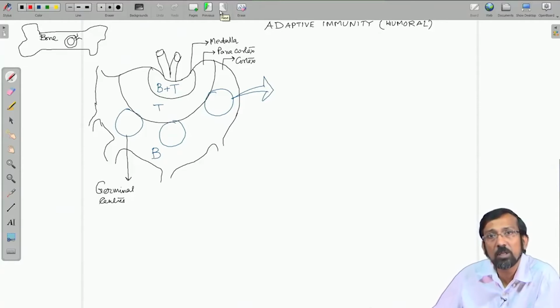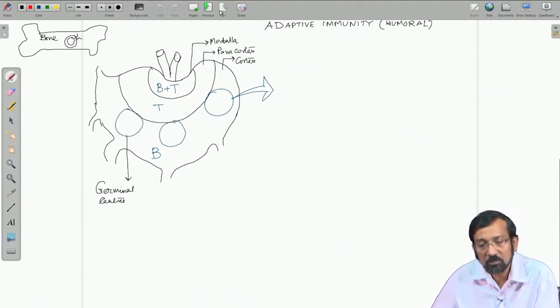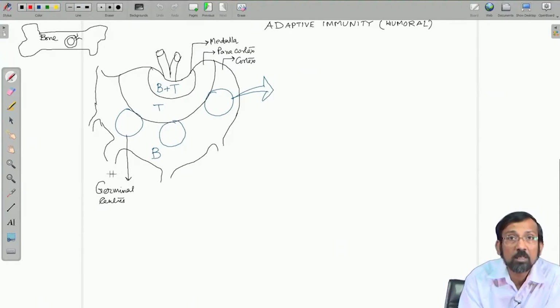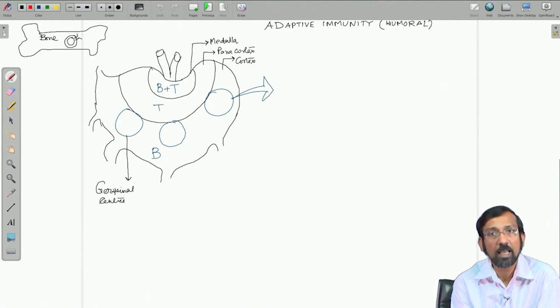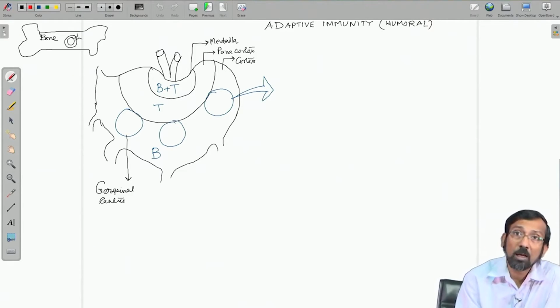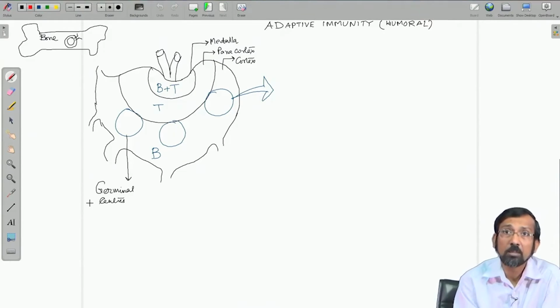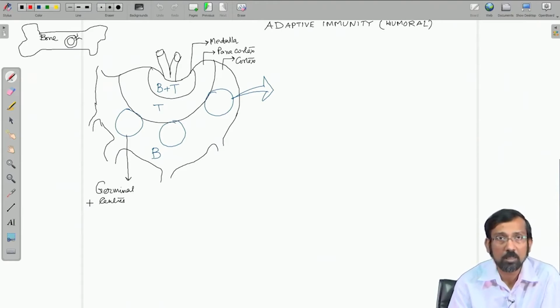Now, in the cortex part, as I told in the last lecture, we have specialized centers which are known as the germinal centers, and these germinal centers are the sites of B cell activation and differentiation. What happens in this germinal center and how a mature B cell starts to get activated and then produces different types of immunoglobulins and develops into a plasma cell or a memory B cell? Let us see into those events very quickly.